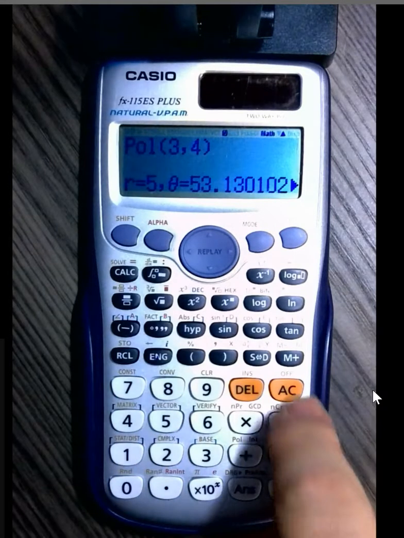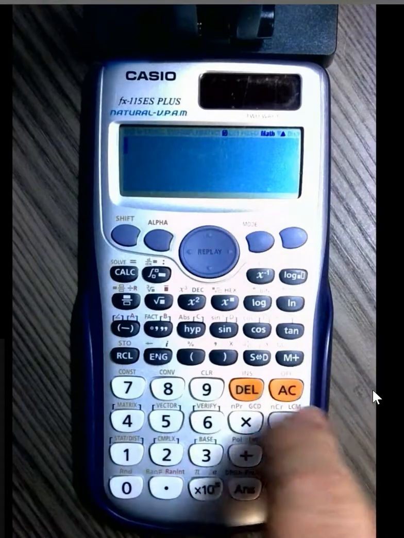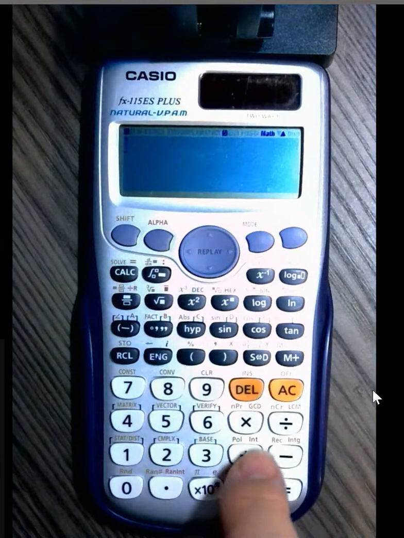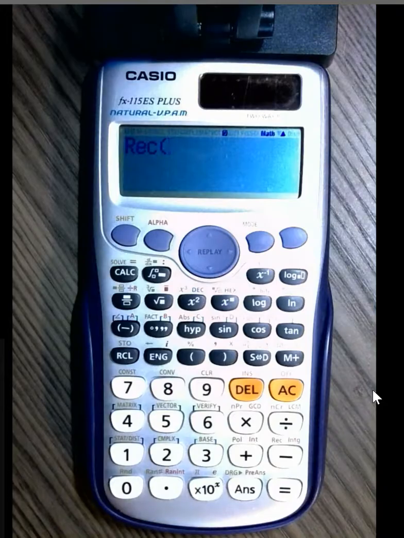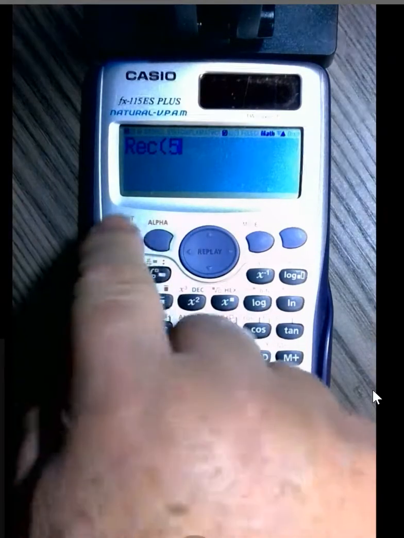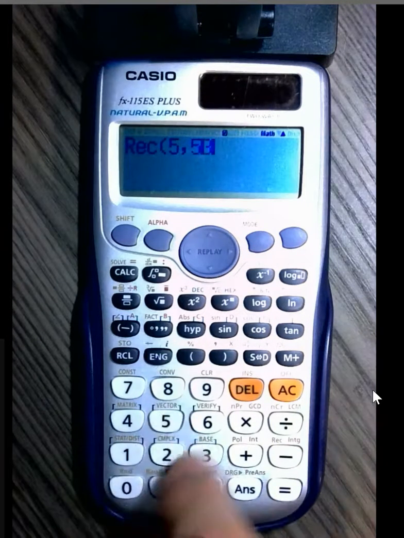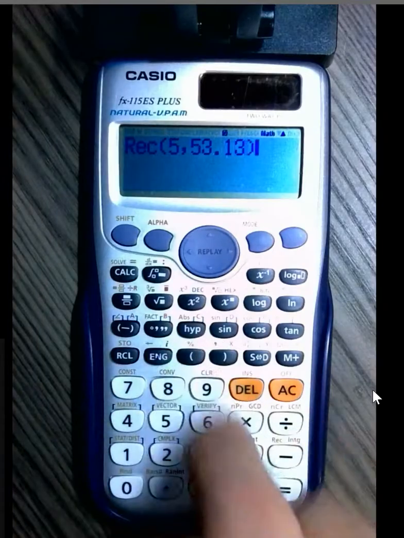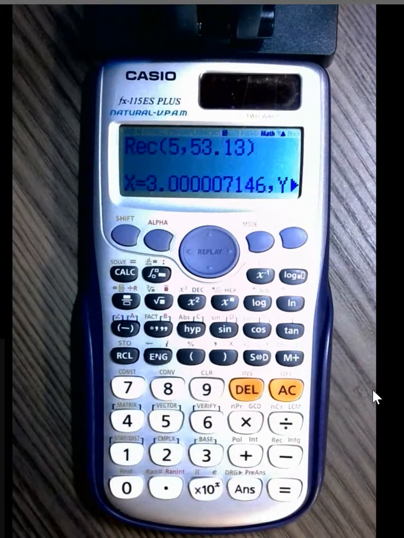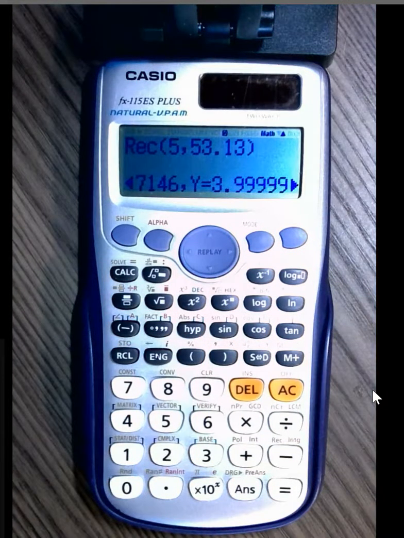All right, so let's say now we want to go from magnitude and phase to x and y coordinate systems. Then you'll do shift rectangular. All right, you want to go to rectangular. So we have a magnitude of 5 at an angle of 53.13 degrees. And if we do that, yep, x equals 3, y equals about 4, okay? So it's a 3, 4, 5 triangle.